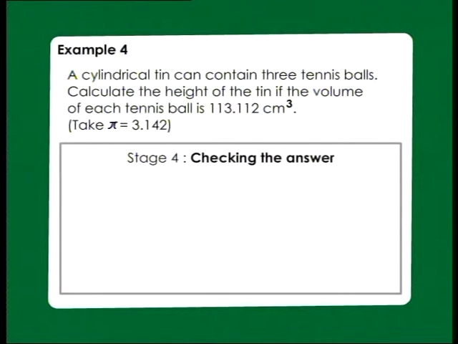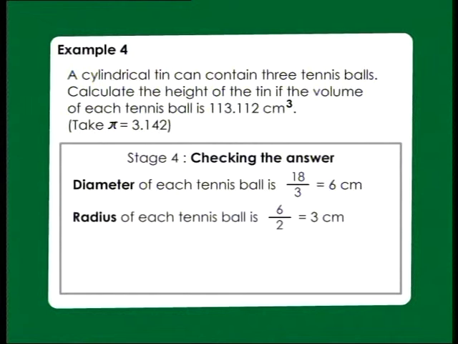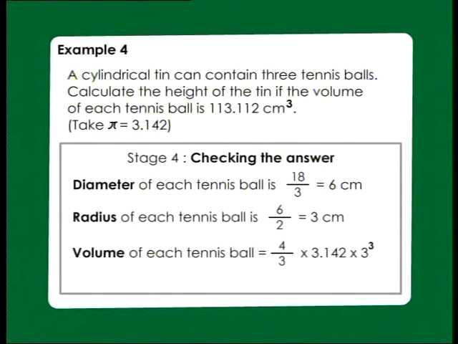Stage 4. Checking the answer. Diameter of each tennis ball is 18 centimeters divided by 3 equals 6 centimeters. Radius of each tennis ball is 6 centimeters divided by 2 equals 3 centimeters. Volume of each tennis ball equals 4 over 3 times 3.142 times 3 cubed, equals 113.112 cubic centimeters.